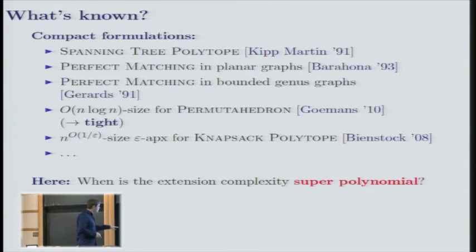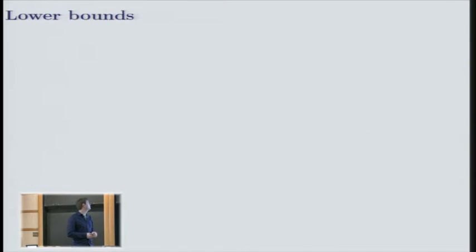But this is actually not what I want to talk about in this talk. Here I care more about when this extension complexity is superpolynomial. When is the polytope inherently difficult, and when do you really need more than polynomially many inequalities, even if you go to a higher dimensional space? So I'm talking about lower bounds in this talk. Now, what is known for lower bounds?